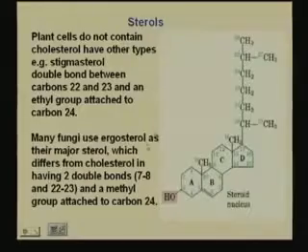In fungi, we have ergosterol, which is their major sterol. This again differs from cholesterol in having 2 double bonds, one again here in the B ring between 7 and 8 and again between 22 and 23 like stigmasterol, and instead of the ethyl group that was attached in stigmasterol, we have a methyl group attached in ergosterol. Okay. So, these are the different types of sterols that are commonly known. We have plant sterol, fungi sterol and cholesterol.